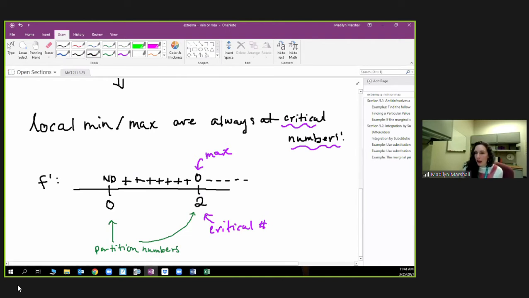This other one, it's still a partition number, even if the function isn't defined there. So if, for example, we had minuses over here, our function is still changing from decreasing to increasing across that partition number. So it's still important, even though it's not actually a part of the graph of the function. It's like a little jump, but it's still important to use to make our sign chart.